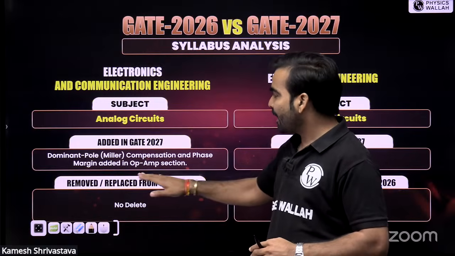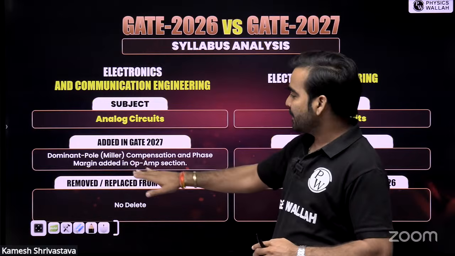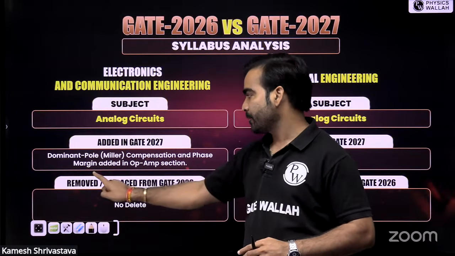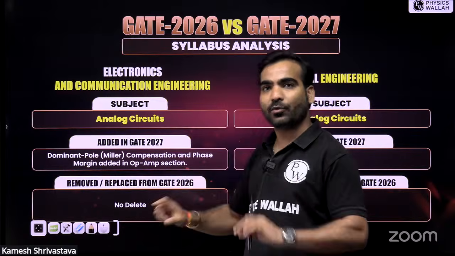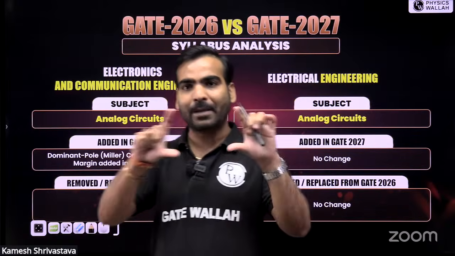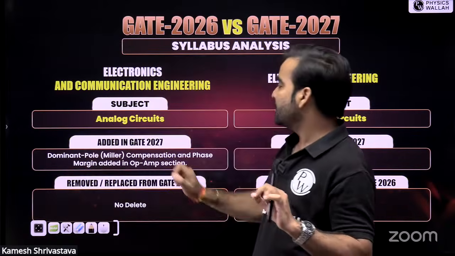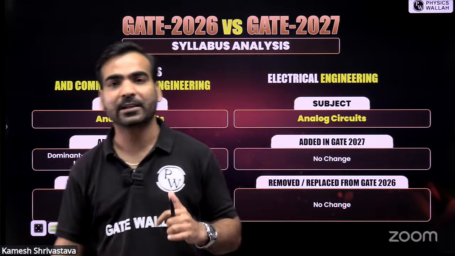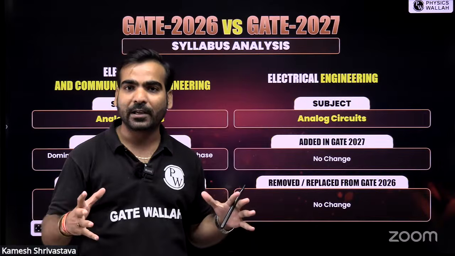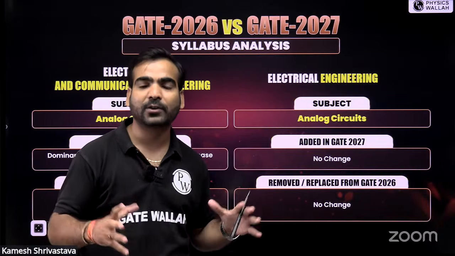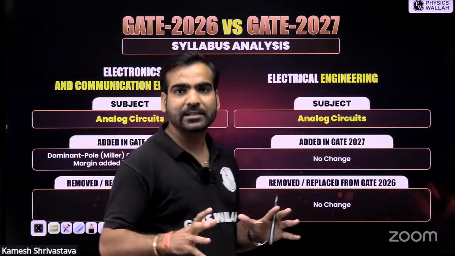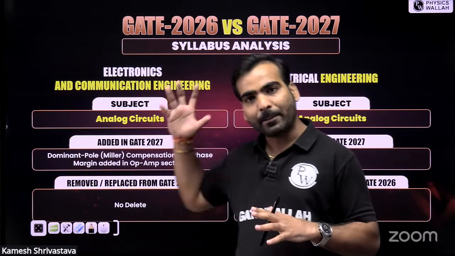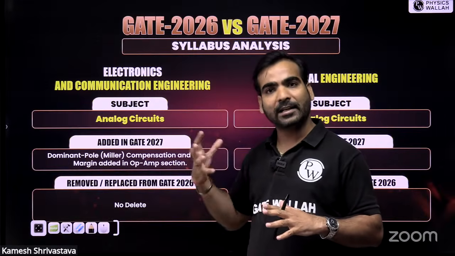So now you have one more important topic, that is dominant pole, Miller compensation and phase margin, added in the OPAMP section. So if you see the syllabus in the OPAMP section, you will find that there is dominant pole, Miller compensation. Now, many of you might be thinking that it is some new topic and we require a lot of hard work. No, my dear friends. In the frequency response analysis of BJT and MOSFET amplifiers we have done, OPAMP is nothing but it is made up of BJT and MOSFET only.